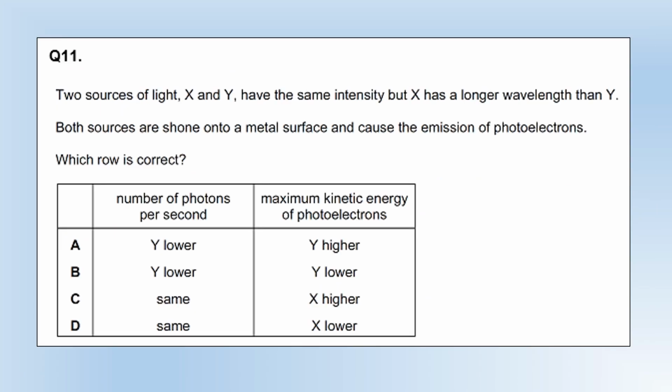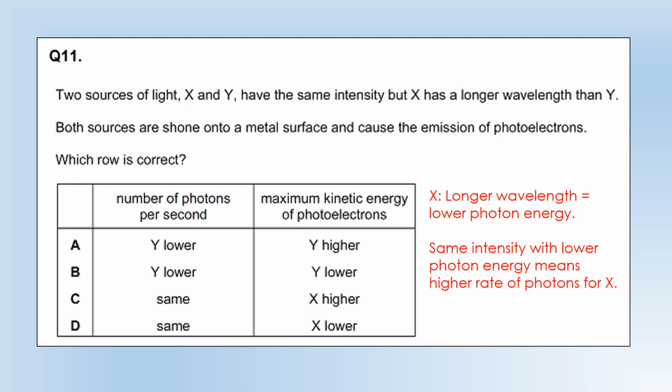Two sources of light, X and Y, have the same intensity, but X has a longer wavelength than Y. Both sources are shone onto a metal surface and cause the emission of photoelectrons. Which row is correct? So let's actually figure out what we know about these two. So if X has a longer wavelength, that must mean it has a lower photon energy. So that's the first thing that we can deduce.